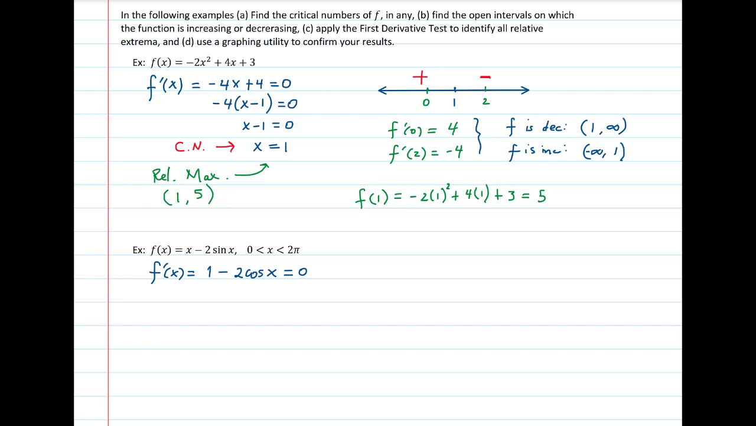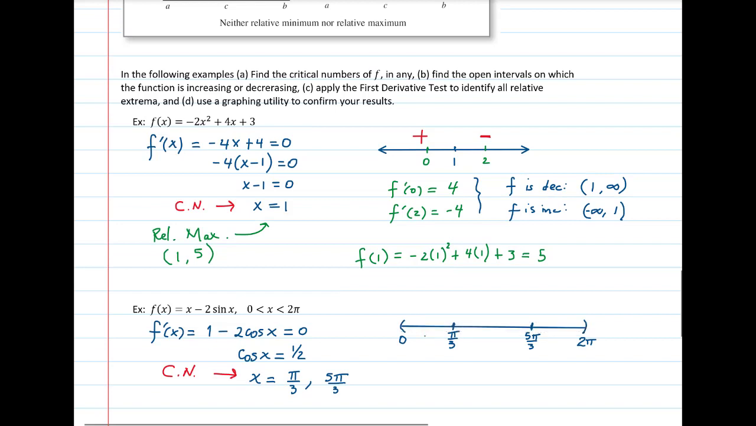So finding the critical numbers, the same procedure. Find the derivative first, and set it equal to 0. Again, we don't have to worry about this being undefined because cosine is defined everywhere. Solving for cosine, we get cosine of x is equal to 1/2. Therefore, x will be equal to pi thirds and 5 pi thirds.